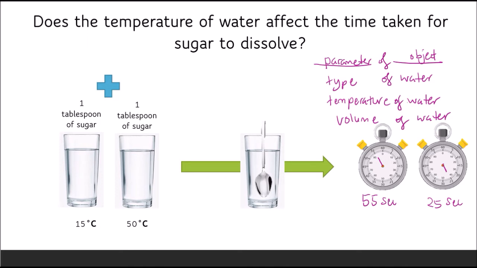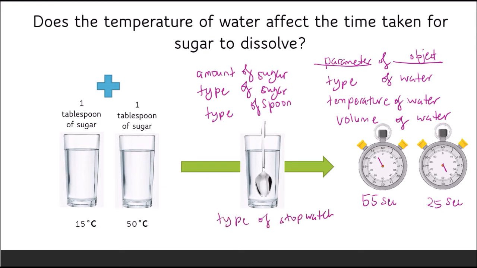Or maybe we can change the object to sugar. What parameter can we consider in this experiment? Yes, the amount of sugar. Of course, the type of sugar. Very good. Let's say if I take the spoon as the object, what parameter is suitable for the spoon? Maybe the type of spoon. What about the stopwatch? Yes, the time taken for sugar to dissolve.